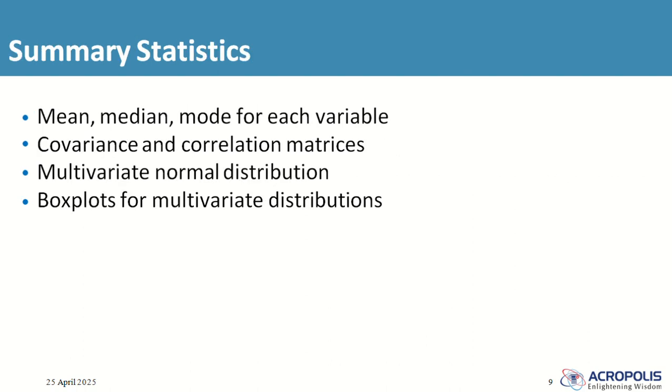Now we are going to learn about summary statistics. When analyzing multivariate data, we use the mean, median, and mode for each variable, covariance and correlation matrices to see how variables relate, the multivariate normal distribution for modeling, and box plots to visualize the spread and outliers, basically.